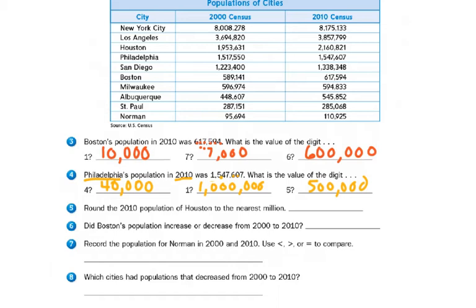Next, we're going to take a look at Houston's population to the nearest million. So we're looking at Houston, and we're looking at the number for 2010. So just as a little bit of a help, I'm going to write the population of Houston in 2010 here. It asked me to round it to the nearest million. So I'm going to circle the number in the millions place. You do the same.